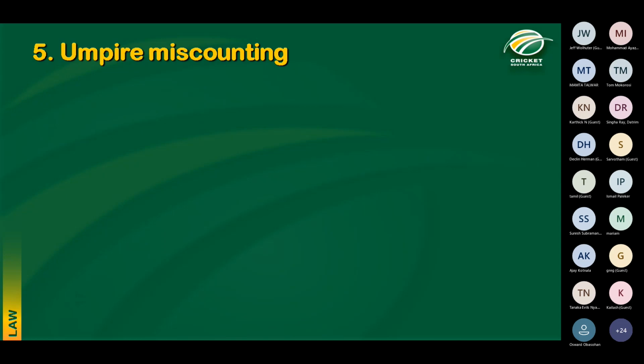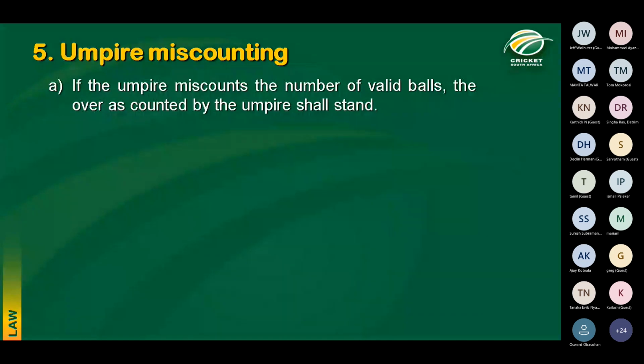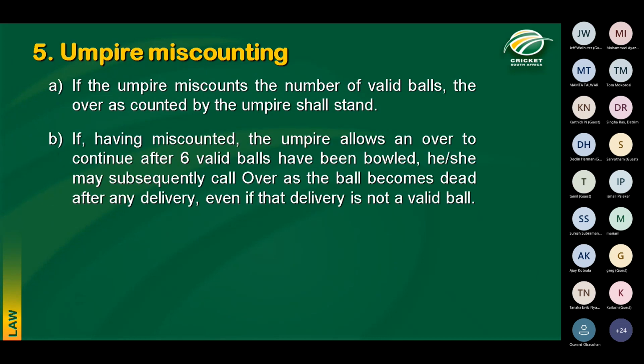So what happens if an umpire miscounts? See what the law tells us. If the umpire miscounts, the law tells us that the miscounted number of balls in the over shall stand. Meaning, if an umpire calls over after only 5 valid balls were delivered, that over will stand. That's point number A. Point B tells us that if the umpire allows for an over to continue after 6 valid balls have been bowled, the umpire then may subsequently call over as the ball becomes dead after any delivery, even if that delivery is not a valid ball.